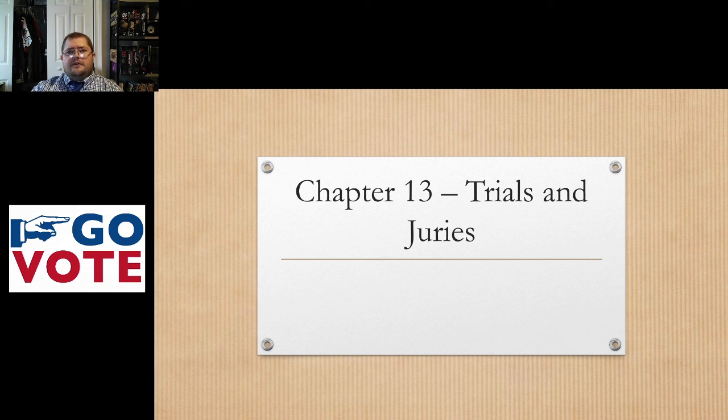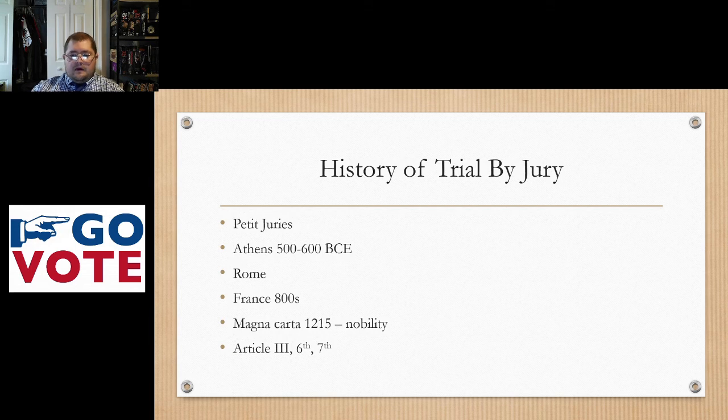In today's lecture, we're going to be looking at Chapter 13 of the text concerning trials and juries. The history of trial by jury goes back to Athens in between 500 and 600 BCE, which is before current age. We see the system develop further through the Roman Empire. We see it first in Western Europe, in France, in the 800s. That's CE, current era.